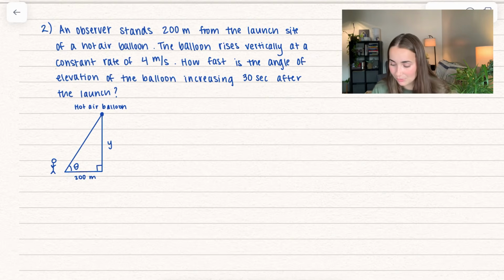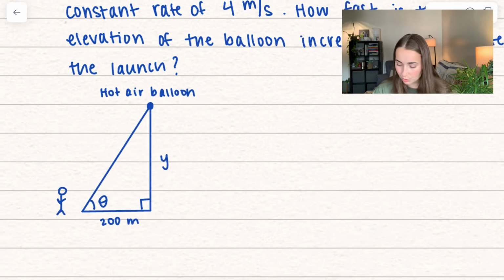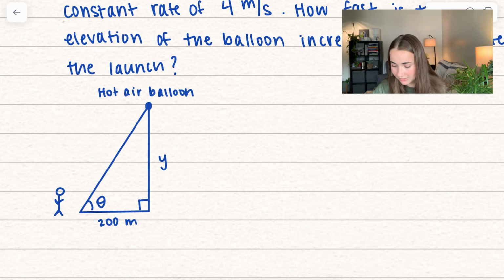So we have an observer stands 200 meters from the launch site of a hot air balloon. The balloon rises vertically at a constant rate of 4 meters per second. How fast is the angle of elevation of the balloon increasing 30 seconds after the launch? So we have a beautiful drawing right here. We have our person is standing 200 meters away from the launch site, and that it's rising vertically, and so that's the value of y.